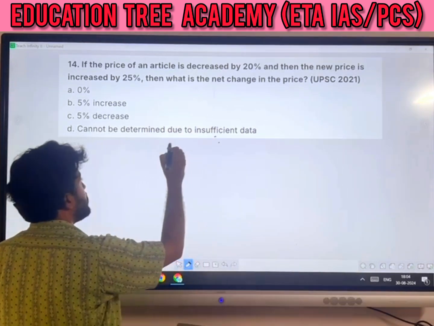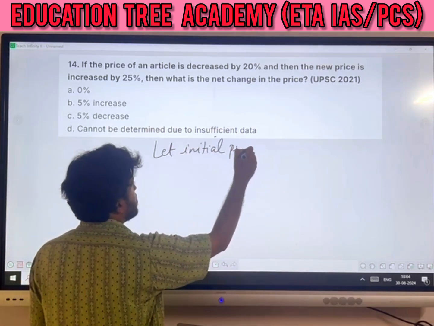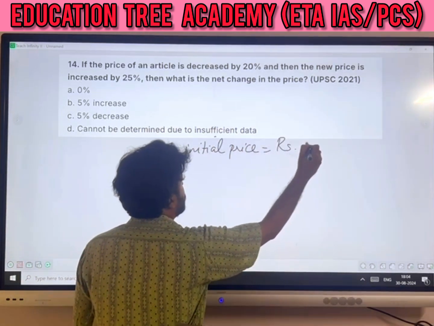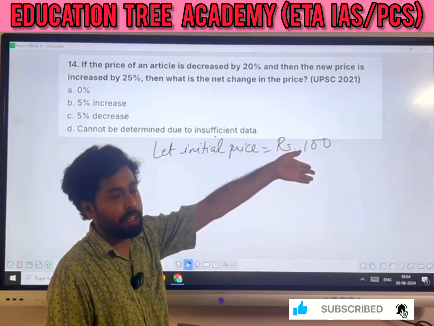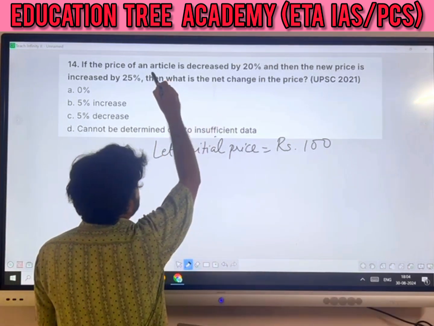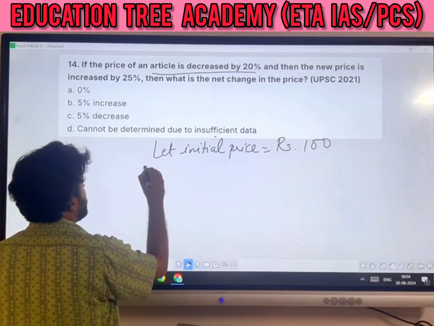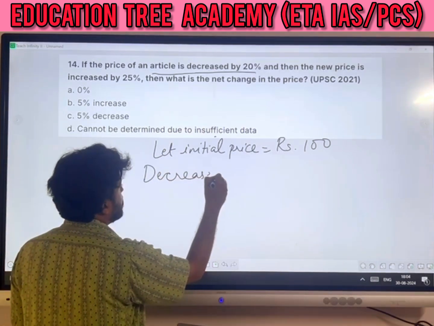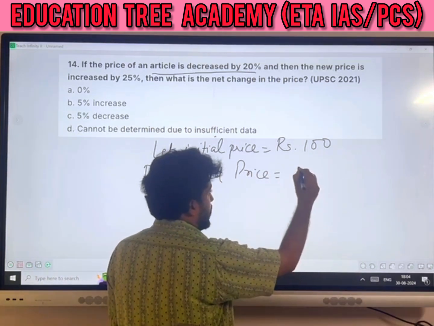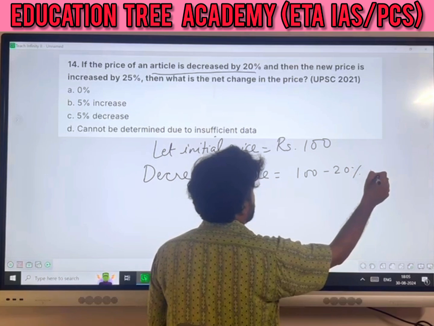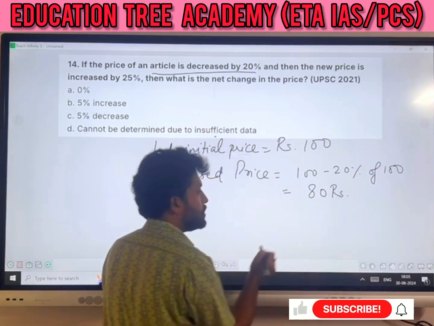So here what we can assume is let the initial price be equal to rupees 100. You can basically take any value. I am taking 100 so that percentage can be easily calculated. Now first the value of the article is decreased by 20%. So the decreased price, or reduced price, will be what? 100 minus 20% of 100, which is basically 80% of 100. So it will come to 80 rupees.